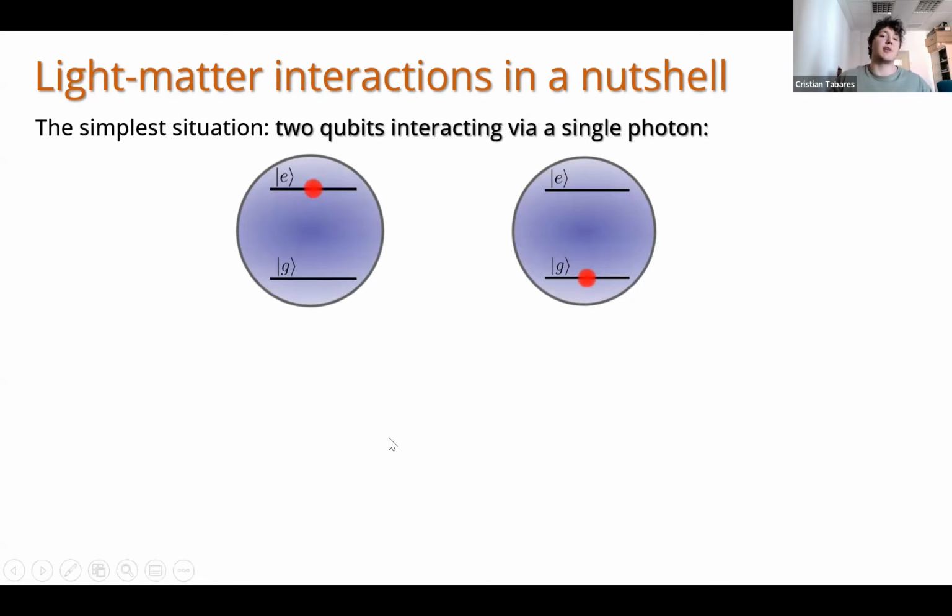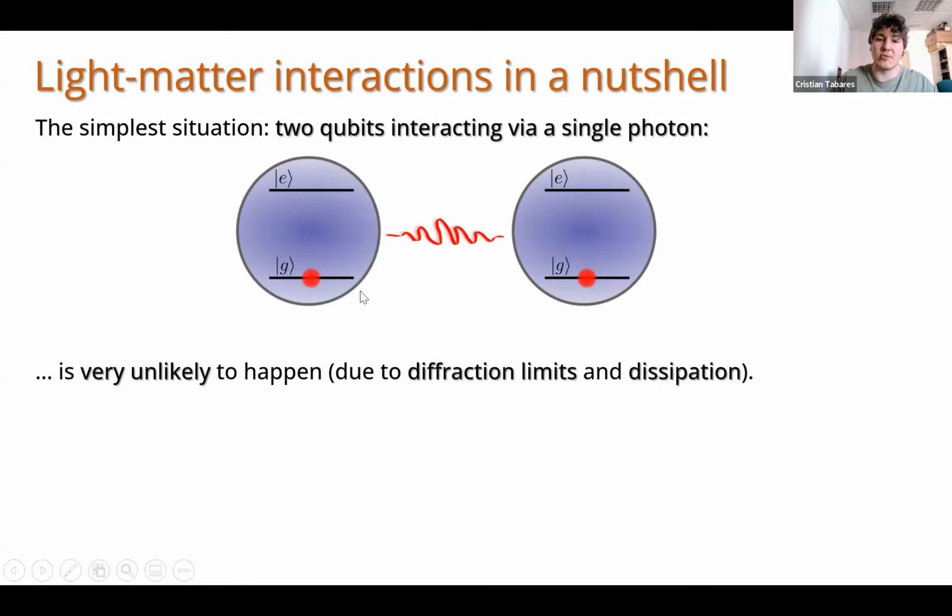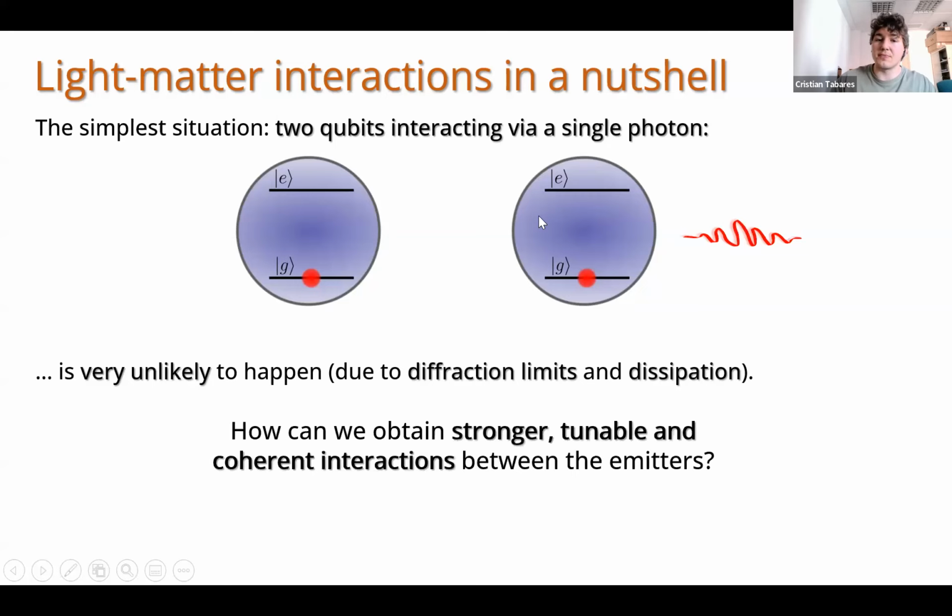So we model these two atoms as two qubits, okay, with a ground and excited state. And we want them to interact via a single photon. So this qubit is excited, this qubit is in the ground state. So this qubit emits a photon and goes back to the ground state. And the thing is that this interaction is very unlikely to happen. So what happens in general is that this photon travels and gets lost. This atom is not able to absorb it. So we wonder how it is possible to obtain stronger, tunable and coherent interactions between these emitters.